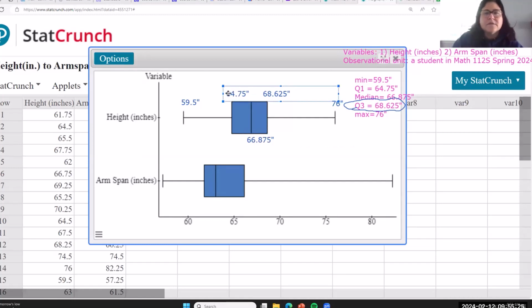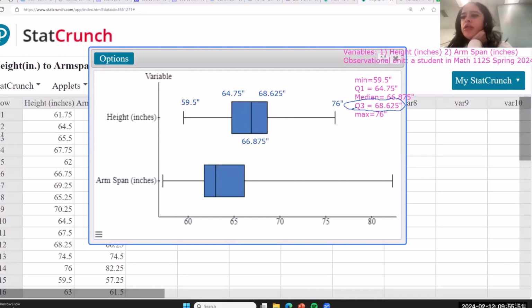I'll just move these guys over a little. So there's my first and third quartile. The median's down here at the bottom. And then let's consider again, where would the IQR be? Do you guys remember what the IQR is? It is Q3 take away Q1. Yeah, it's going to be this distance right here.